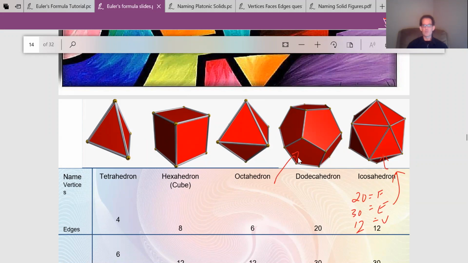Dodeca means 12, so I have 12 faces. Again, you have 30 edges for the dodecahedron, and then you have 20 vertices for this one.